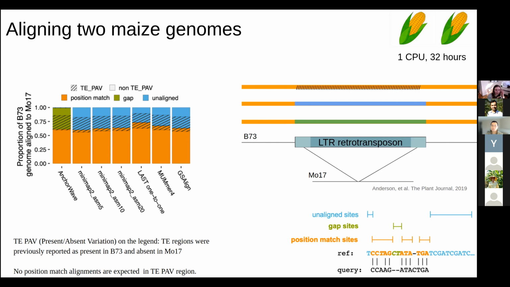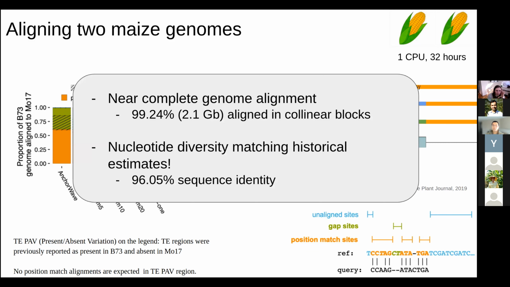Okay, so these are two maize genomes. Oh yeah, I wanted to highlight why we think AnchorWave is doing a good job of the regions it does align. So we're getting near complete genome alignment of the entirety of the genome, which can be found in these collinear blocks between MO17 and B73. If we just take these position match sites, these 60% of the genome where a nucleotide can be aligned to a nucleotide, we can see that's about 96% sequence identity.